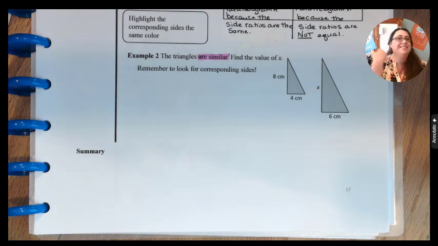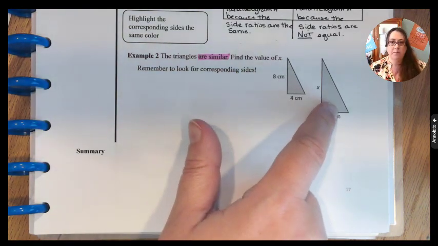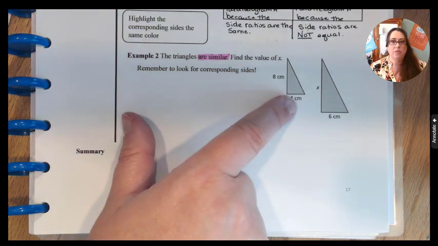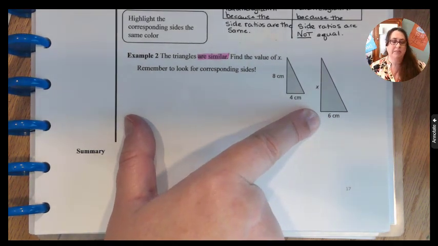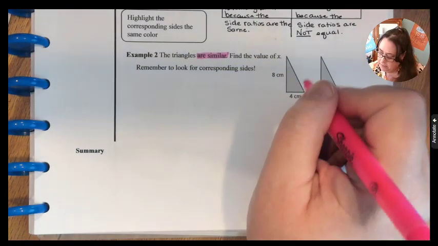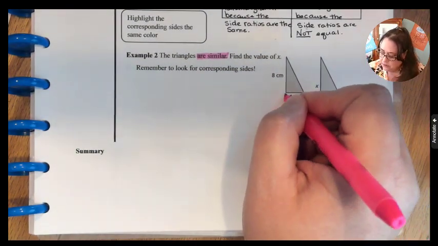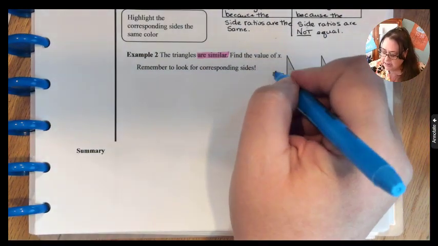So we're going to do the exact same thing as far as setting up a similarity ratio, but now we're going to solve an equation. We're going to look for corresponding sides. If I was to line this one up and put it inside of this, the 4 would correspond with what? Does it correspond with the X or the 6? Well, the 4 is in the same place as the 6. So the 4 and the 6 go together, and that means the 8 and the X have to go together.